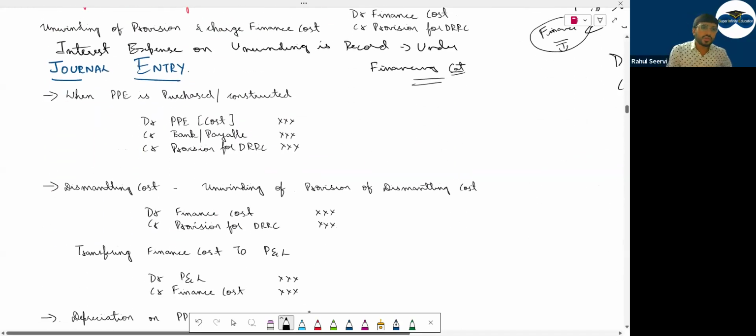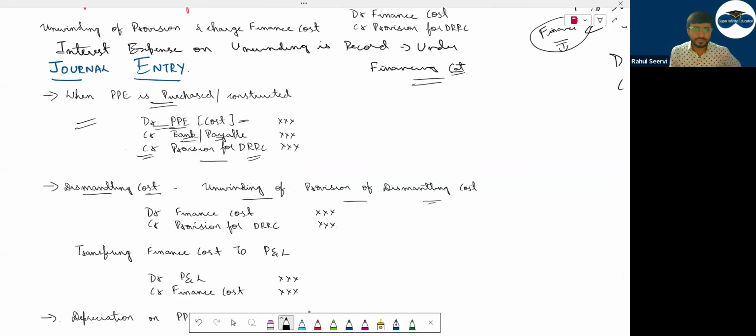So are the journal entries also clear? When you purchase PPE, debit PPE, that is the cost we have learned about. Credit bank or payable. Credit what? Provision for dismantling, restoration, removal cost. Unwinding of the provision: debit finance cost, credit provision. So this will go to the financing category, not the operating category.